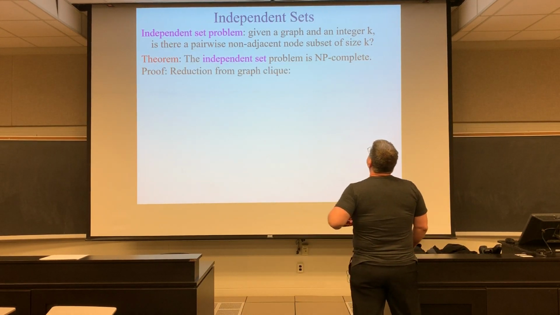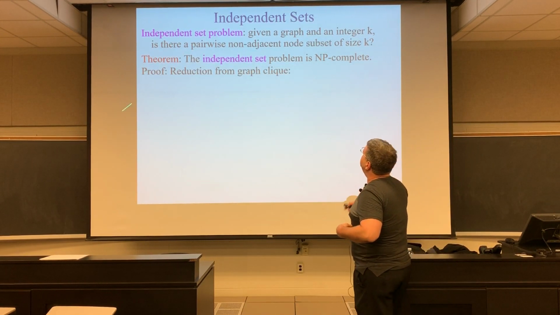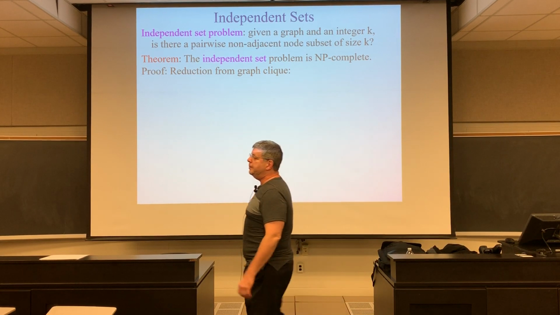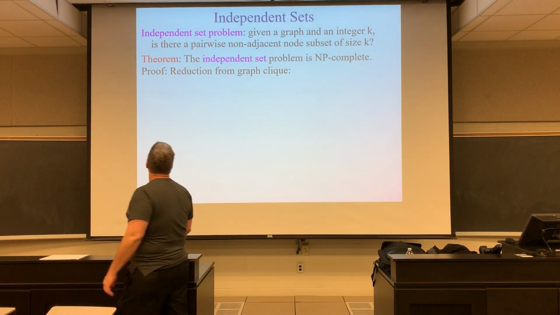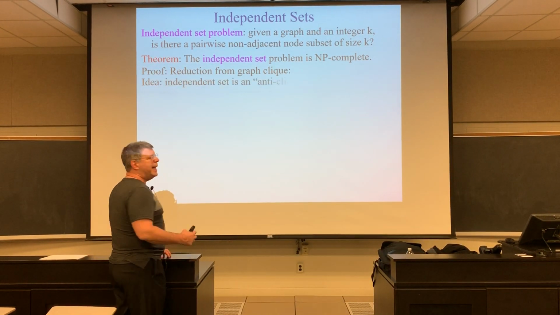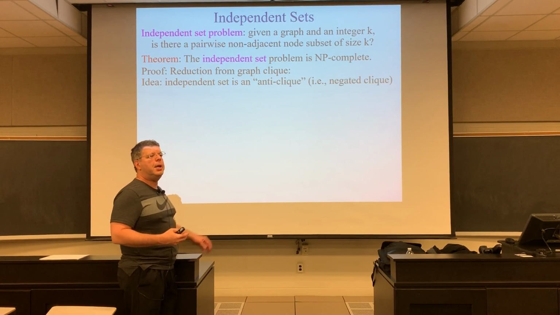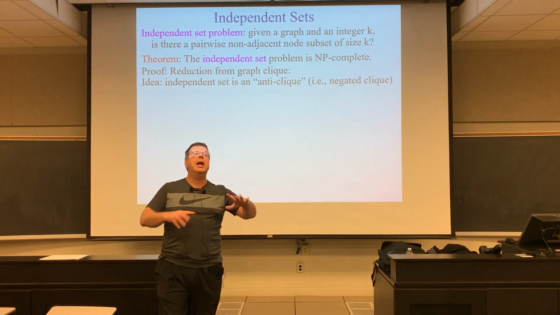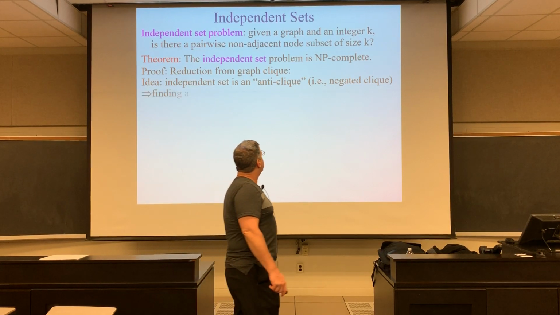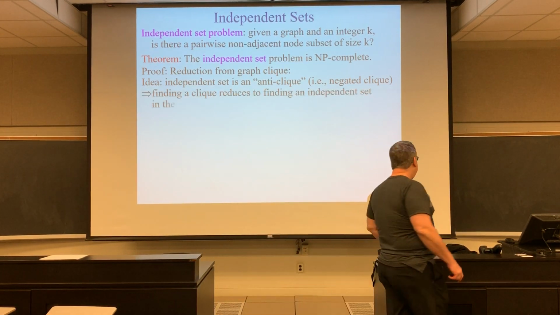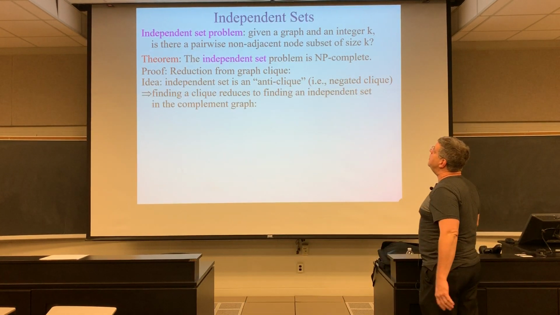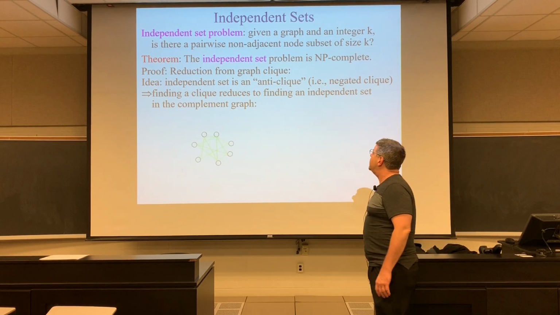So I give you a graph and a parameter k, and I ask you, is there an independent set of size k? So it's almost like an anti-clique, right? How many get that? An independent set is an anti-clique. None of them are connected to one another. Because it's an anti-clique, it's actually easy to solve this problem. If you had a clique solver, you can solve the independent set.